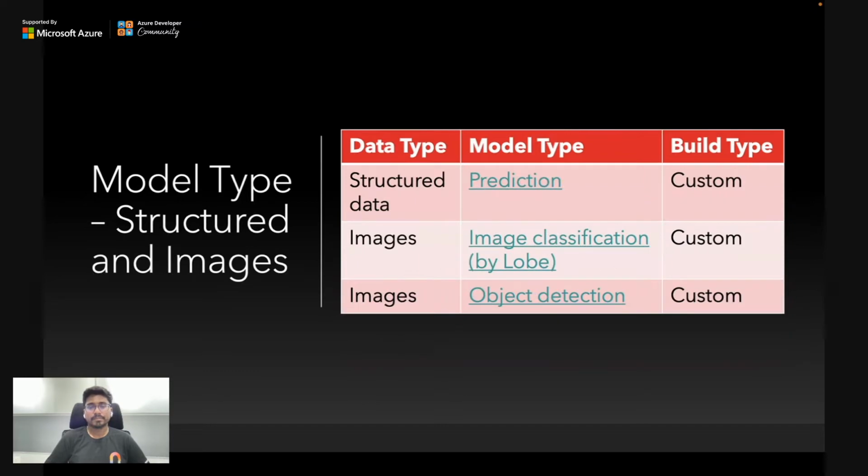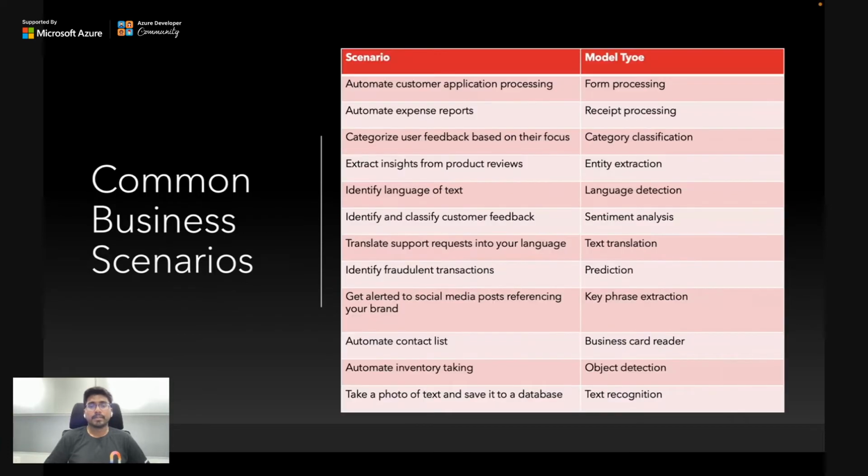So it's pre-built. For the model types related to structured data and images, for structured data we have the prediction model, and it's custom. For images, we have image classification, which is also custom, and you can also create custom object detection as well.